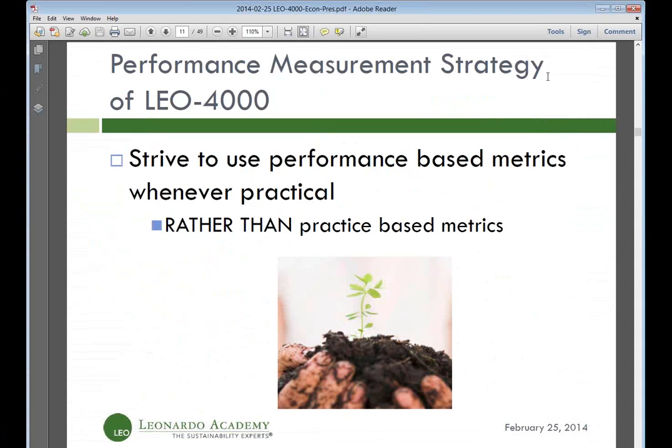Performance measurement strategy in LEO-4000. The standard strives to use performance-based metrics wherever practical rather than practice-based metrics. Using performance-based metrics lets all of the people involved in the process and the competitive market identify new and better ways to achieve the metrics so that performance improves over time.